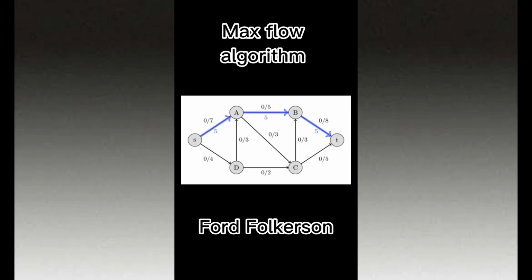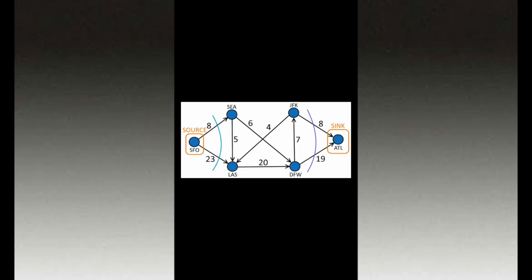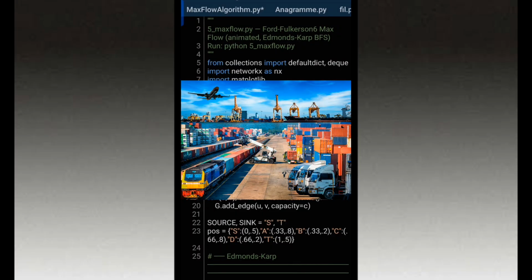Here we go with a third one, the max flow of the Ford-Fulkerson algorithm. Its purpose is to calculate the maximum stream flowing from the source to the sink while respecting the capacity of each edge. In real life, this algorithm is mainly used in logistics and network optimization.